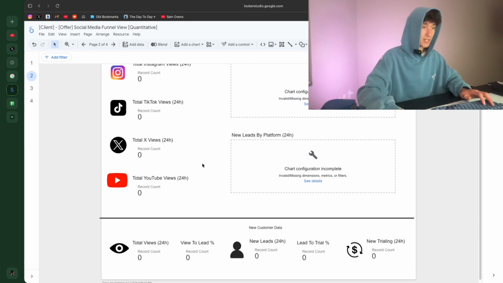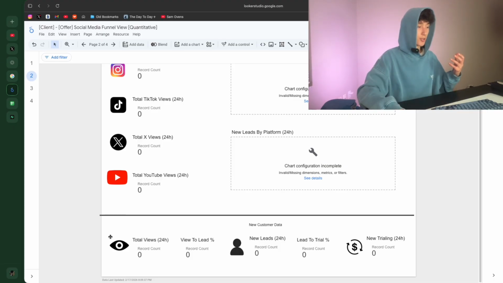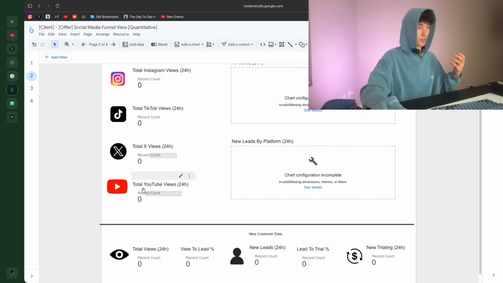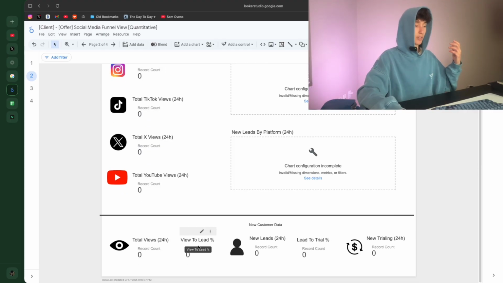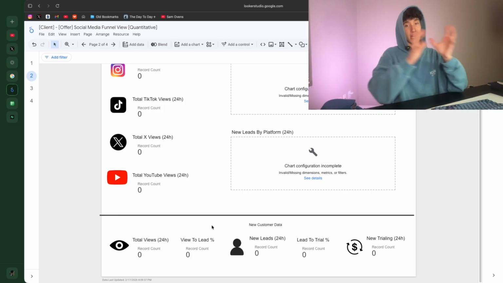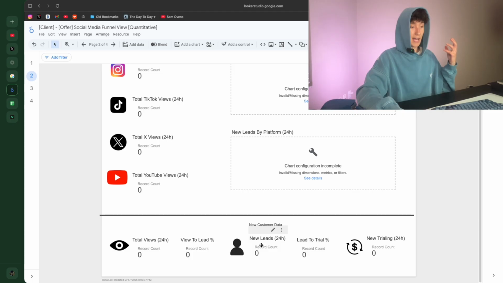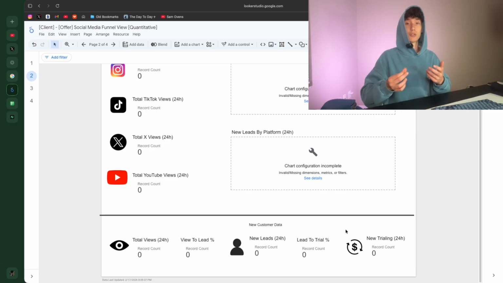Down here, this just makes it a little bit easier to understand where people are going and your conversion rates. So you have your total views, which would be from your social media sources, and then you'll have your view to lead percentage. So you see, okay, we got 100 views and out of that we got 10 leads. So that would be a 10% conversion rate. And then now we can see, okay, how many of these new leads are going to the trial? And then you'll get your lead to trial rate. So let's say out of those 10 leads, 5 do, you get a 50% trialing rate from the leads, which would honestly be really good if you got that.